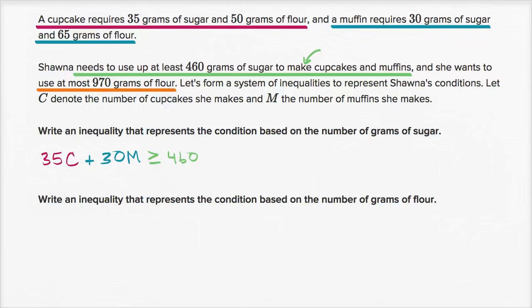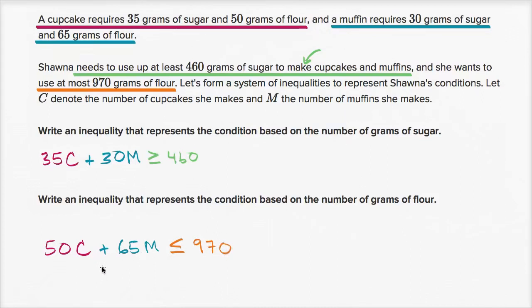Well, how much flour is she going to use for the cupcakes? She uses 50 grams of flour per cupcake, so 50 grams per cupcake times the number of cupcakes. And then for the muffins, she uses 65 grams of flour per muffin times the number of muffins. So this is the total amount of flour she is going to use, and this has to be less than or equal to 970 grams.